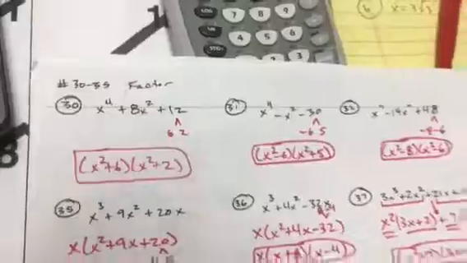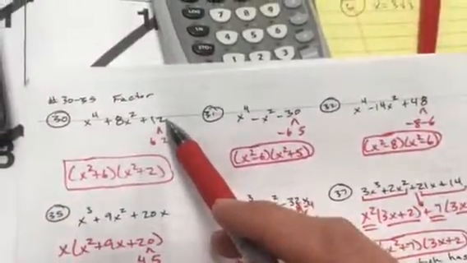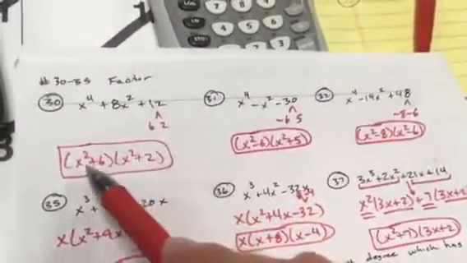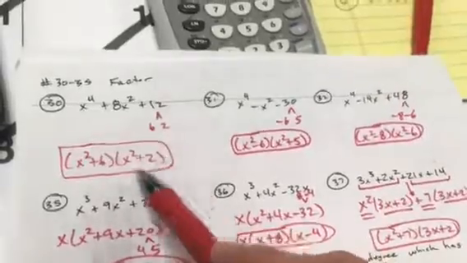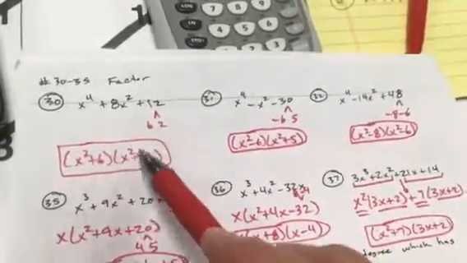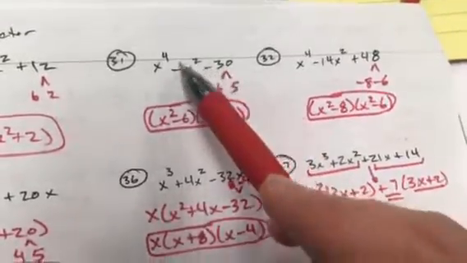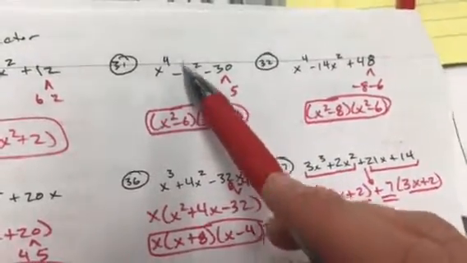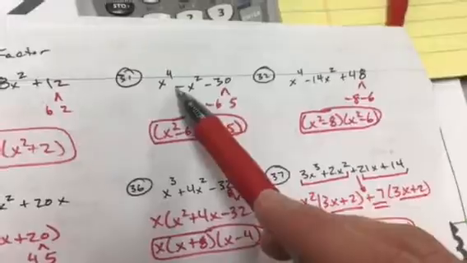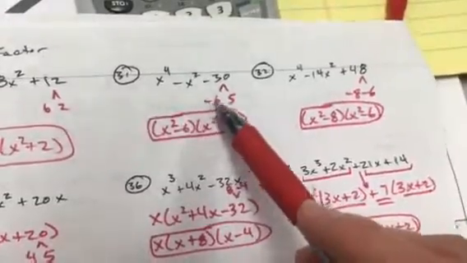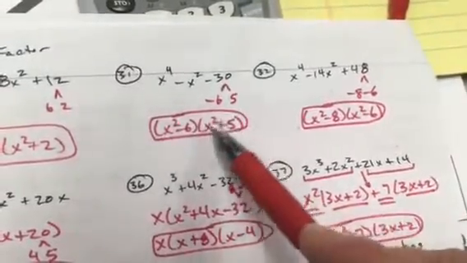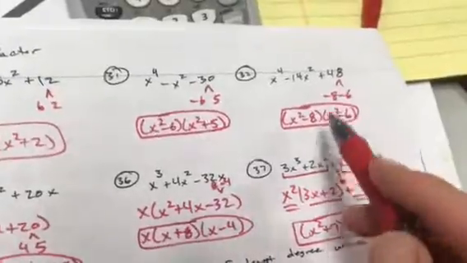All right, moving on here. 30, folks, I can do by easy factoring. What multiplies to 12 and adds to 8? 6 and 2. It's not going to be x plus 6, x plus 2. How do you get x to the fourth? You need x squared and x squared. All right, what multiplies to 30, because it's negative, differs by 1? 6 and 5. The middle term is negative, so the bigger factor's got to be negative. X squared minus 6, x squared plus 5.